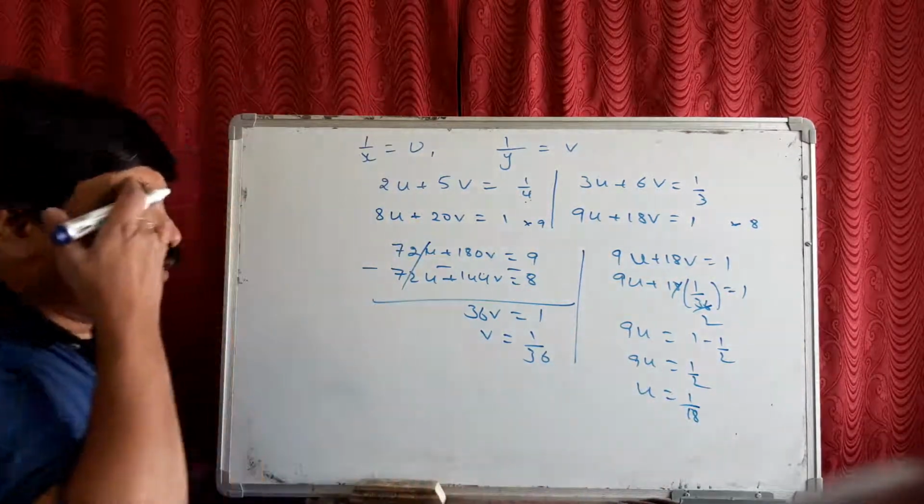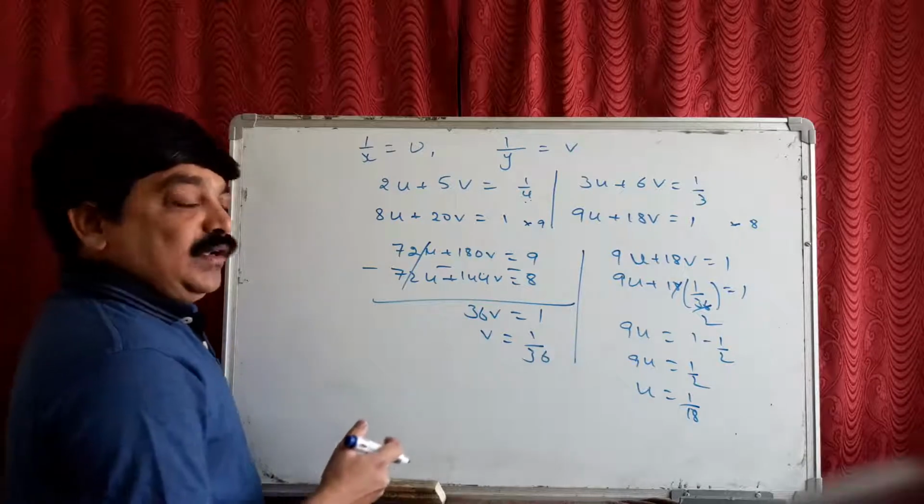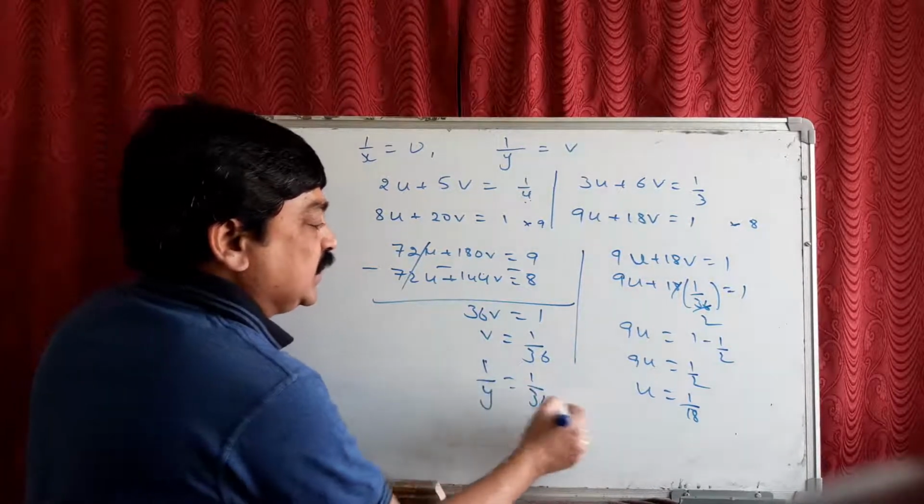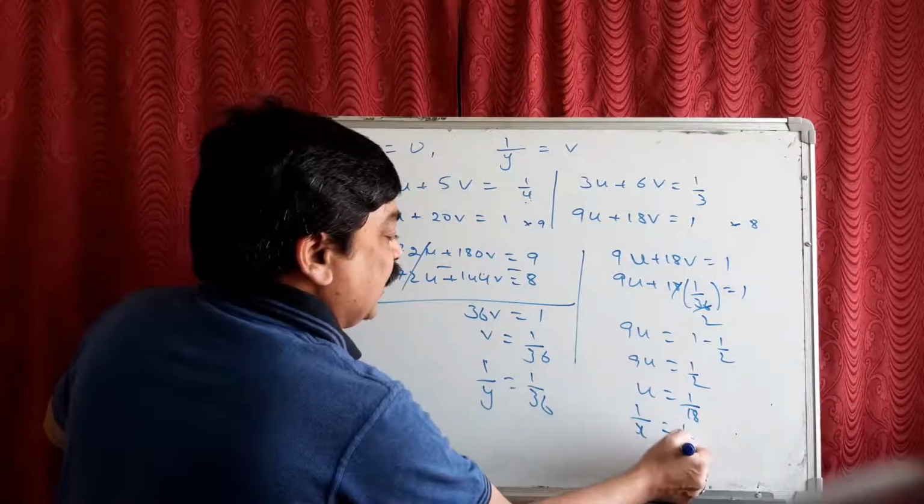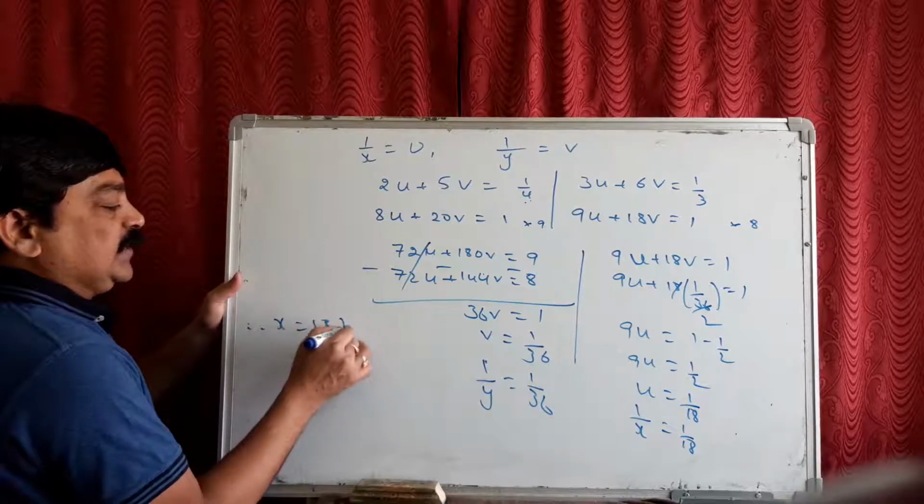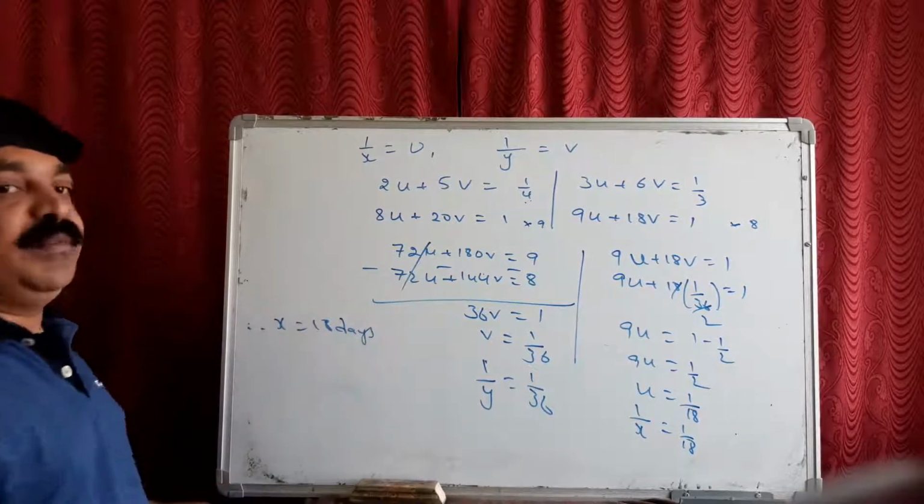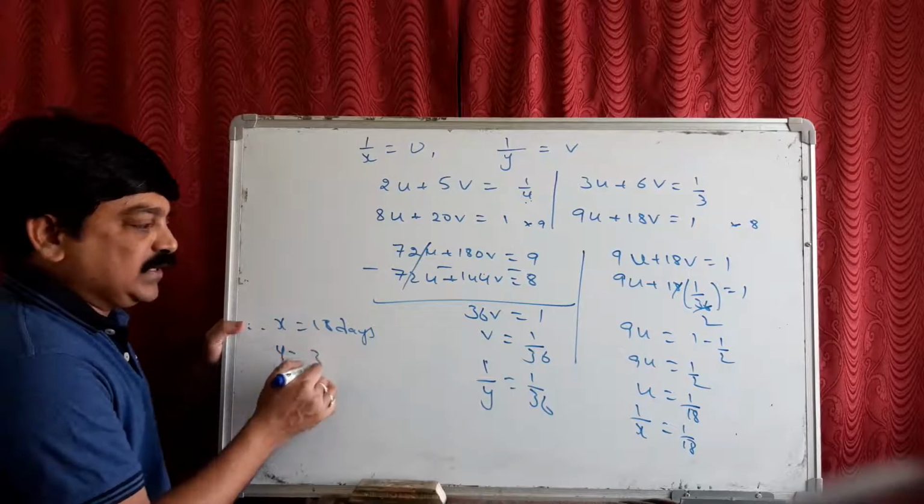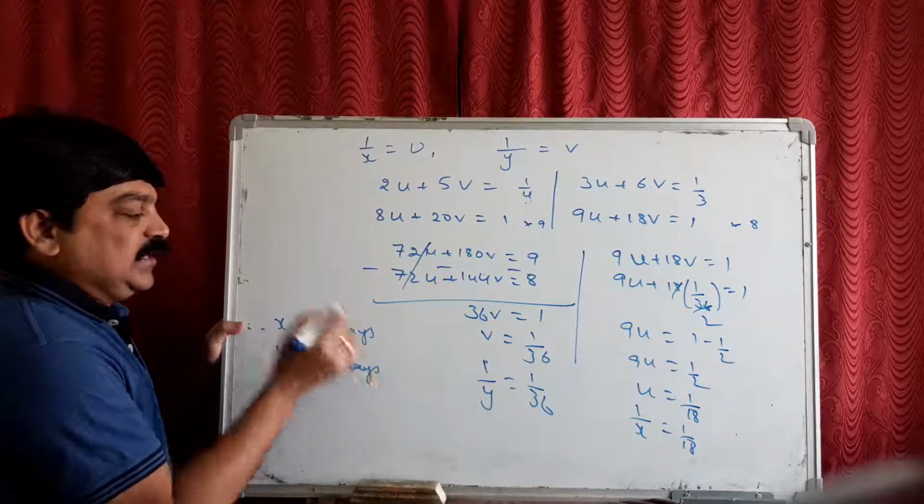And these are the values of 1 by x and 1 by y. V means 1 by y, 1 by 36. U means 1 by x, 1 by 18. Therefore, what is x here? 18 days. That means this is the capacity of a woman to do the work, and the capacity of a man to do the work is 36 days. Okay.